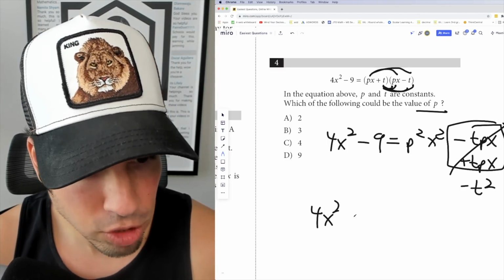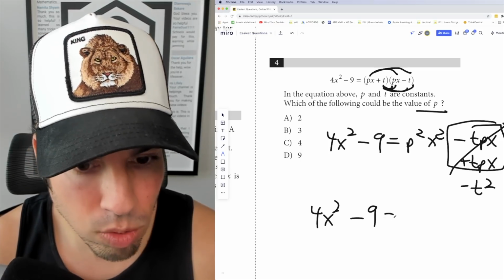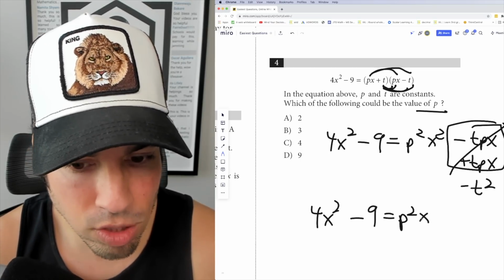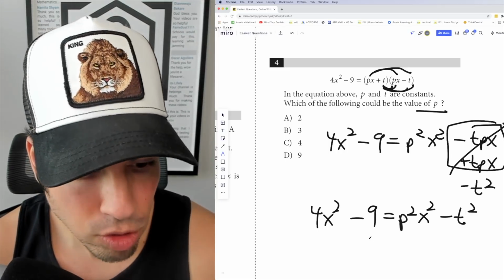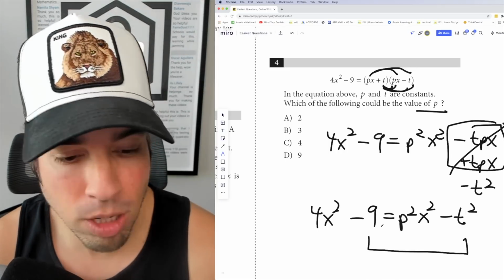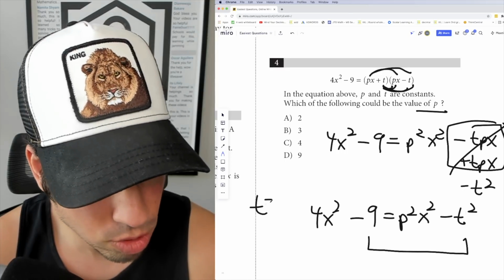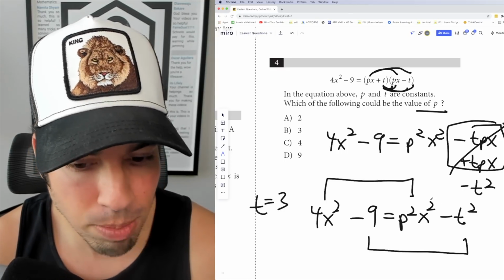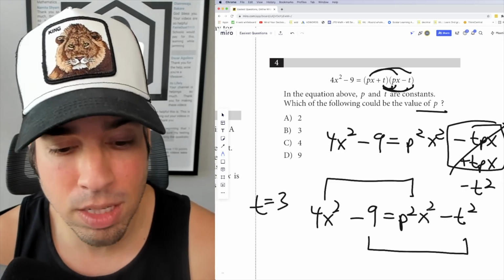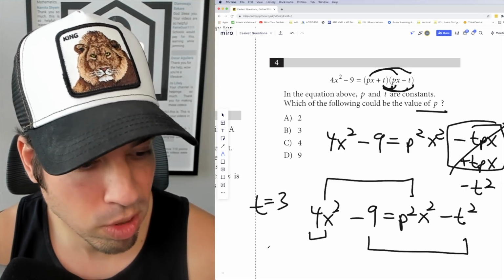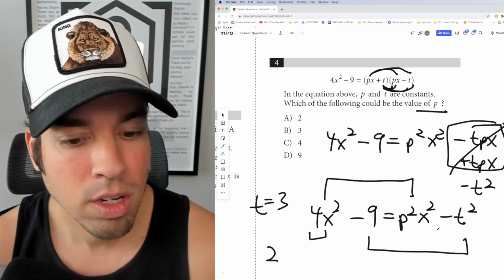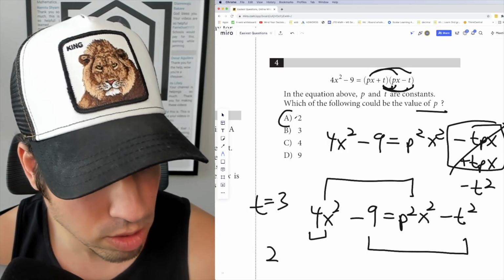Now I have 4x squared minus 9 equals p squared x squared minus t squared. These two sides are equivalent, so I can clearly see that these match up. So t is obviously 3. That's cool. And then these guys match up. I don't care about t. I'm trying to figure out what p is. So the question is, what squared is going to give me 4? Well, of course, 2 squared is 4. So p equals 2. A is the winner.